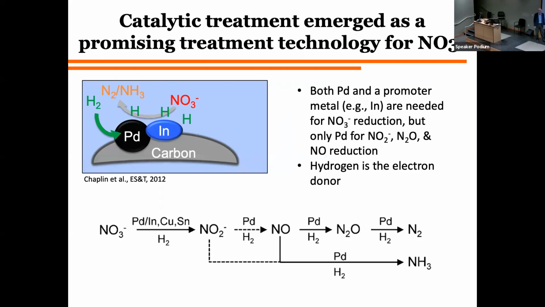And so that's the first step. The subsequent steps, you still have H2 coming in, dissociating to H dot, and then that H dot reacts with nitrite, nitric oxide, nitrous oxide, etc. So that's the idea behind this catalytic reaction. And palladium and indium are conserved. They're not used up in that process.